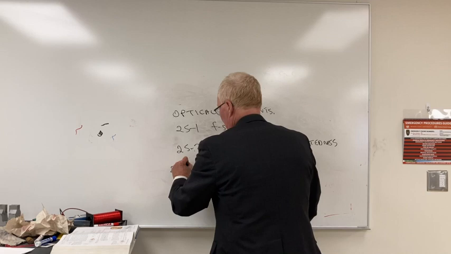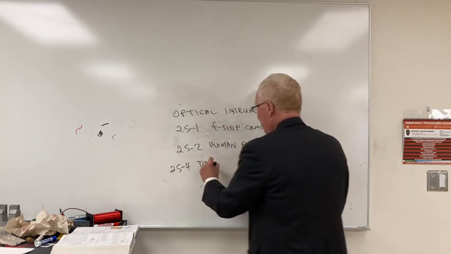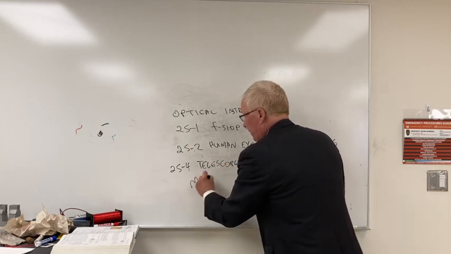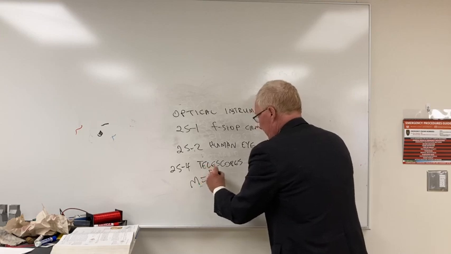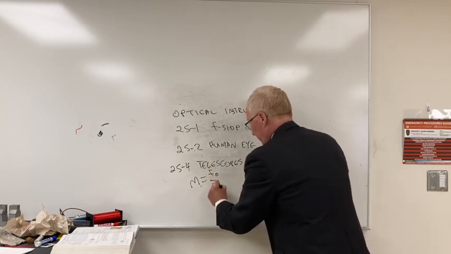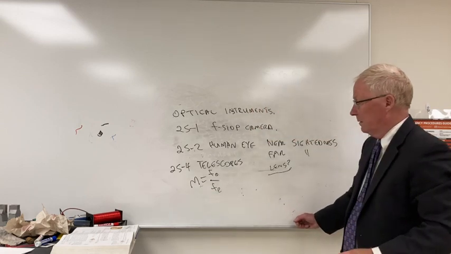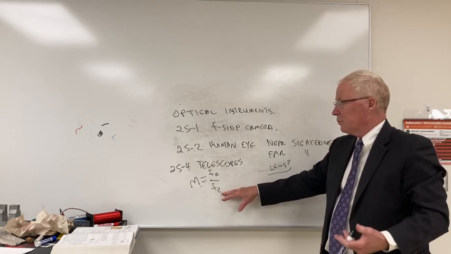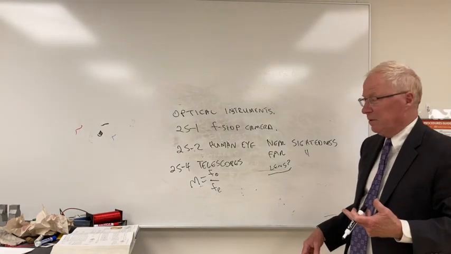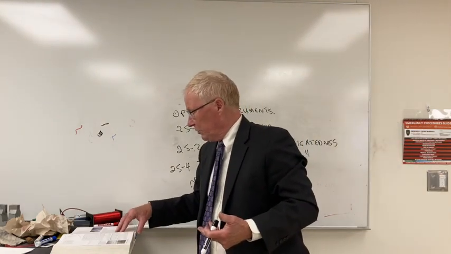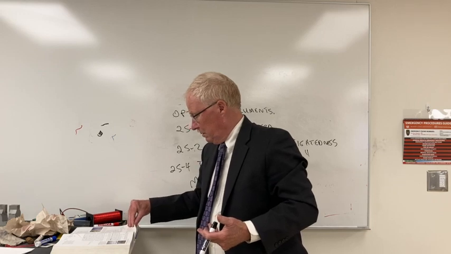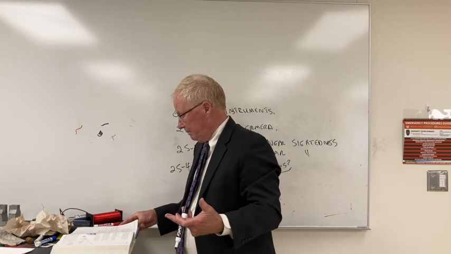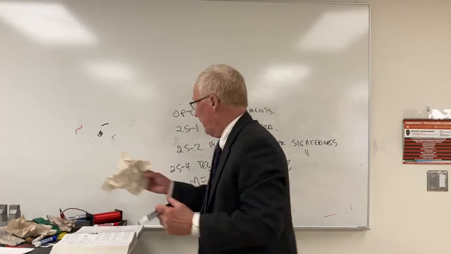25.4, telescopes. The magnification is based on the focal length of the objective over the focal length of the eyepiece. Whether it's a mirror or a lens, the eyepiece is what you see through, and the magnification is based on that. So a little bit on those characteristics. What's the difference between a reflecting telescope and a refracting telescope?